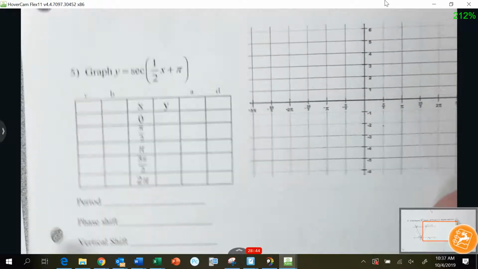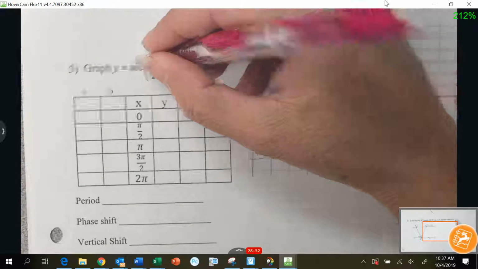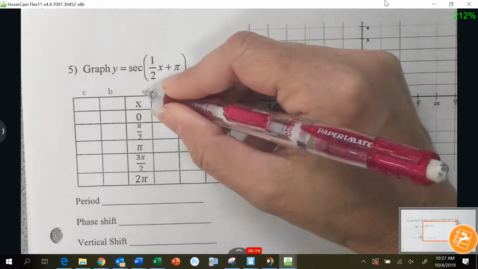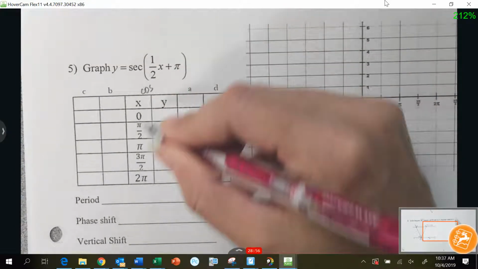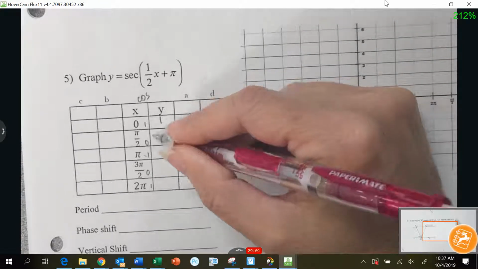All right, the last one, I'm going to get you started on, but then I want you to actually try it on your own. Look at the equation, and right away I see secant. So secant is which one? Cosine. So I'll think about my cosine values, and then I'll flip them.